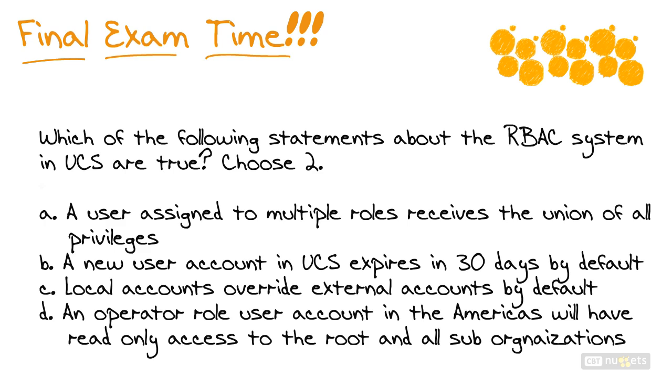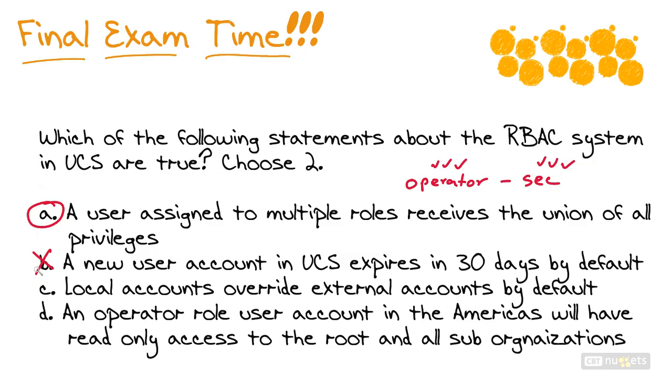A, a user assigned to multiple roles receives the union of all privileges. So if I take a user account and I put them in like the operator role, and then I create some custom security role, would they get all the privileges that are in each of those roles? Absolutely they would. I love it. B, a new user account in UCS expires in 30 days by default. We saw that's not true when we were in the interface together.